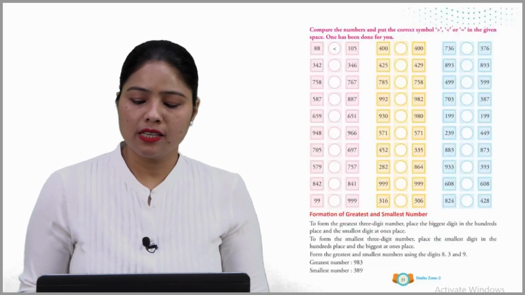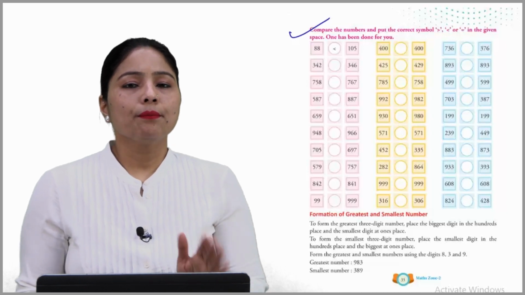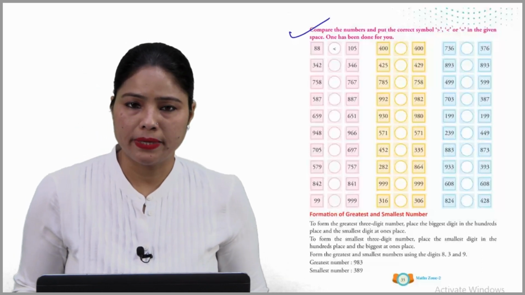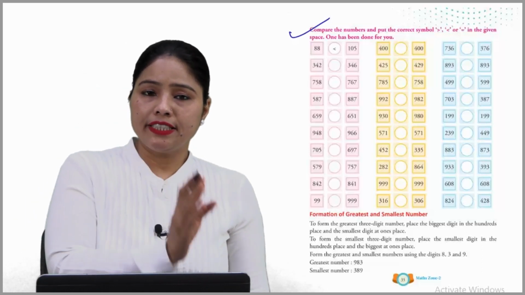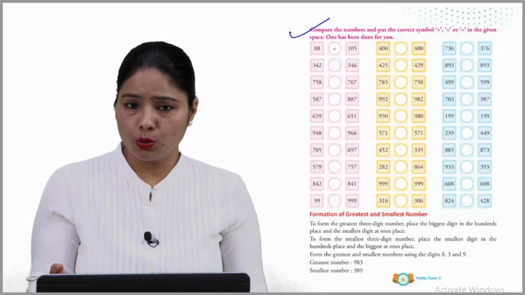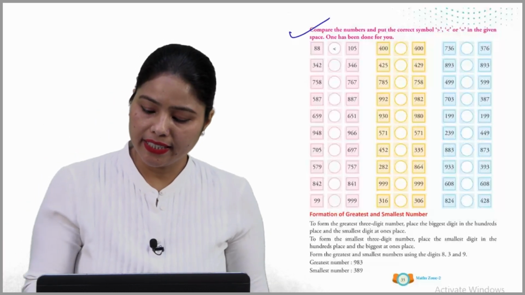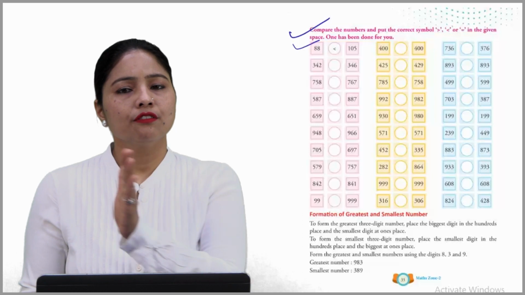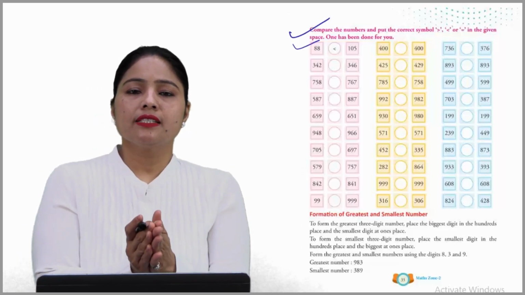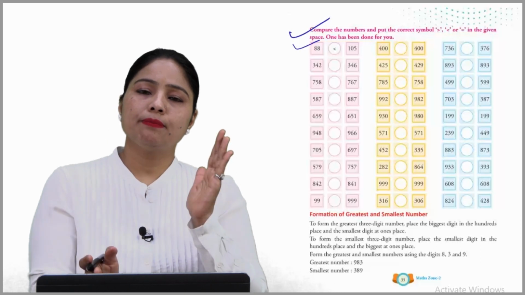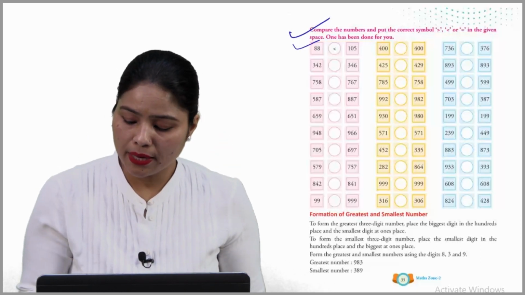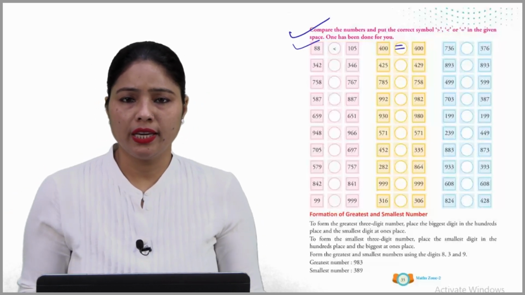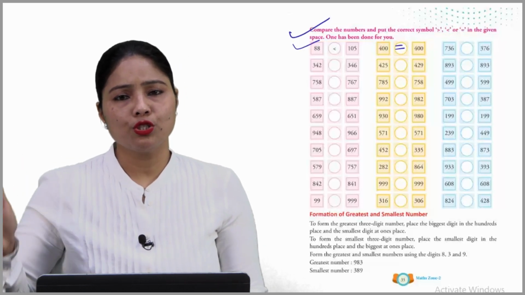I hope you understood, beta. So now next one. Compare the numbers and put the correct symbols like greater than, less than or equal to in the given space. One has been done for you. 85 and 105, it's already done. Now move on to the next one. 400 and 400. Now you tell me, are they both equal or is one bigger, one smaller? No, they both are equal.